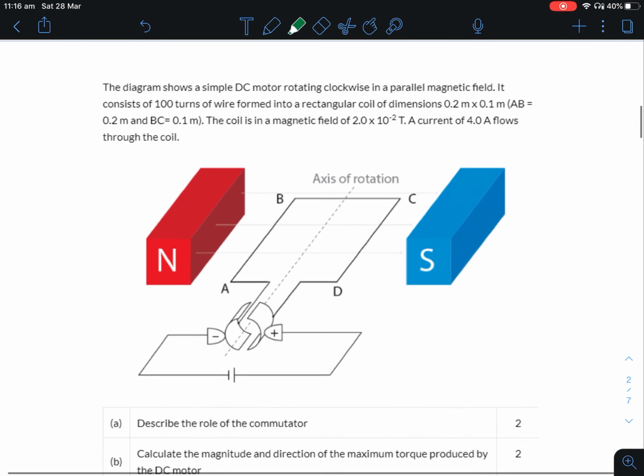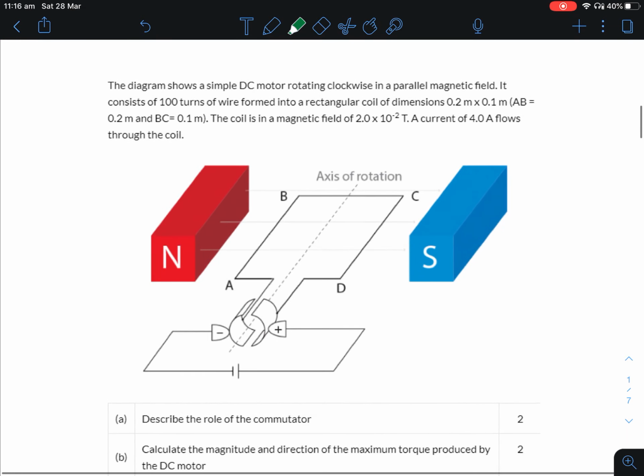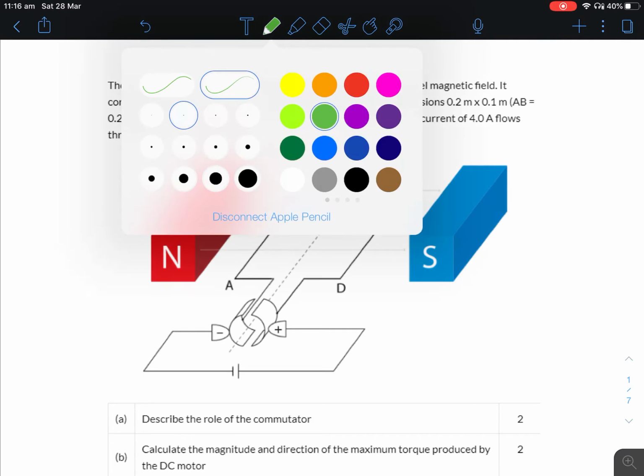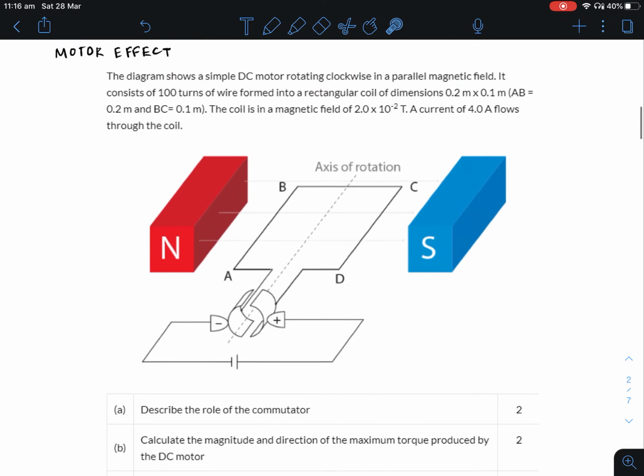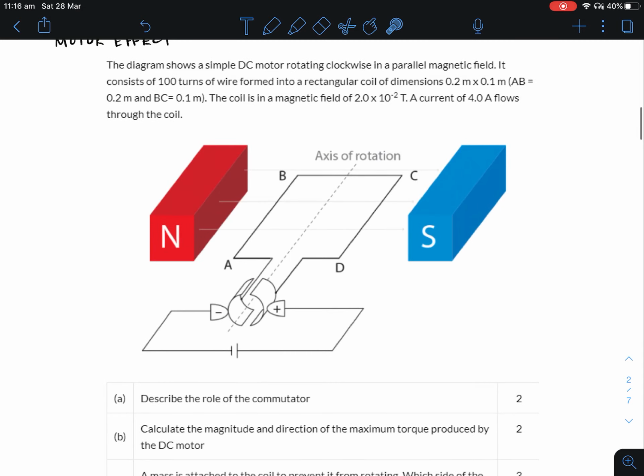All right. Here it looks like we're continuing on, and this is a question that's more focused on the motor effect. Okay, so you got to keep the motor effect fresh in your brains. And what we're given is a DC motor, because we see that there's a split ring commutator over here. And it gives us a lot of information, and I assume we'll be doing some calculations afterwards, yes. And so part A asks us to describe the role of the commutator.